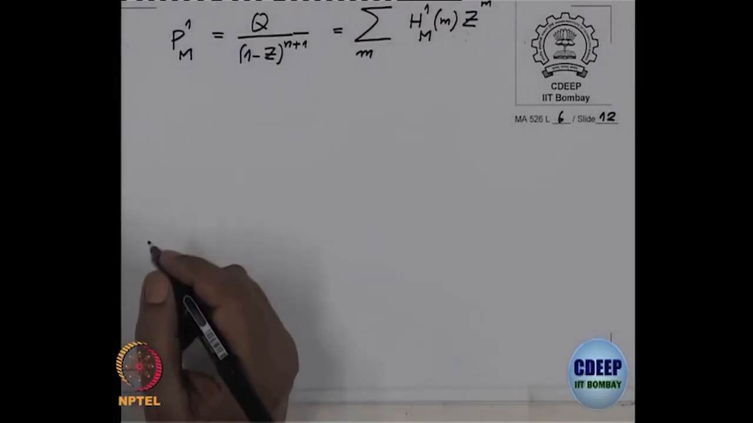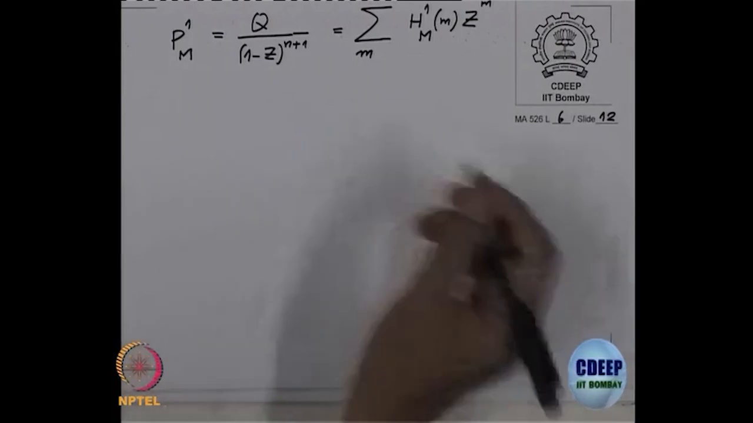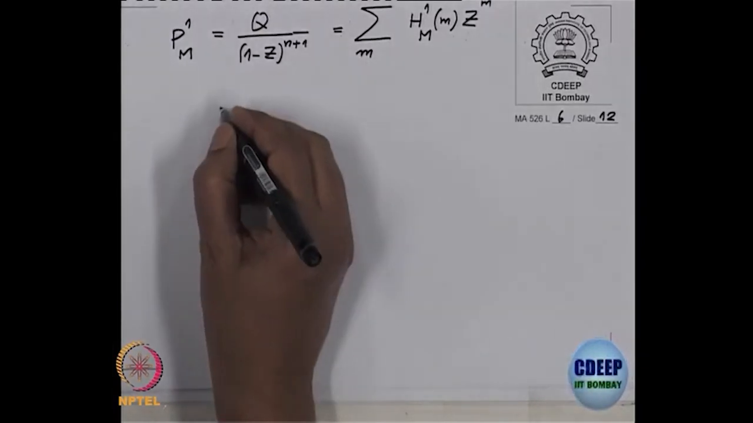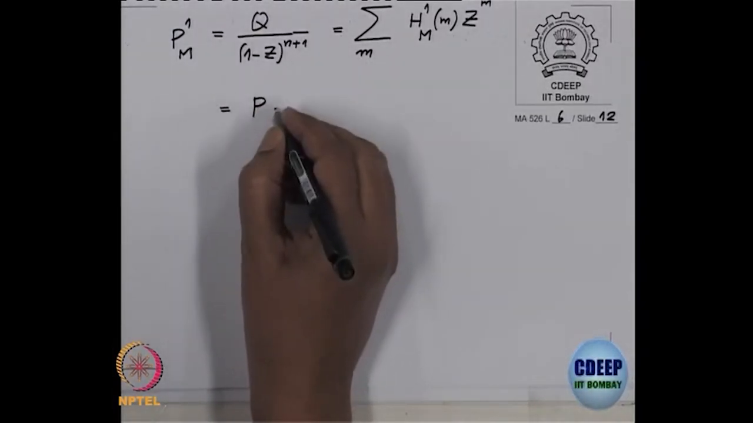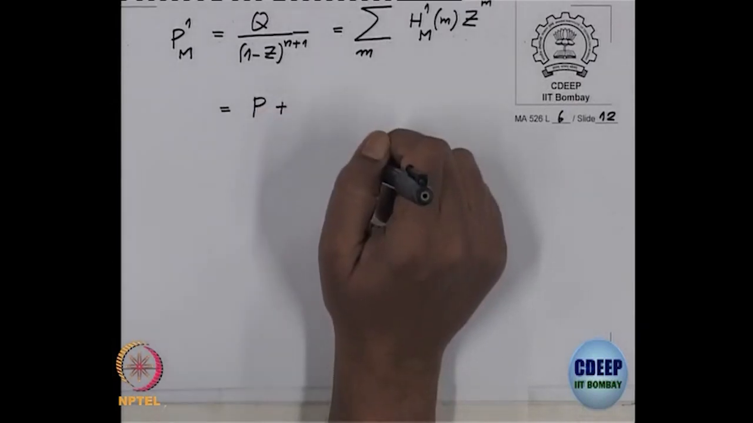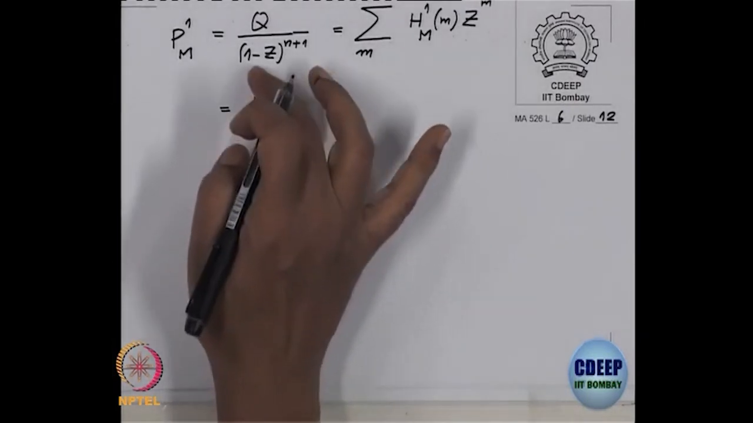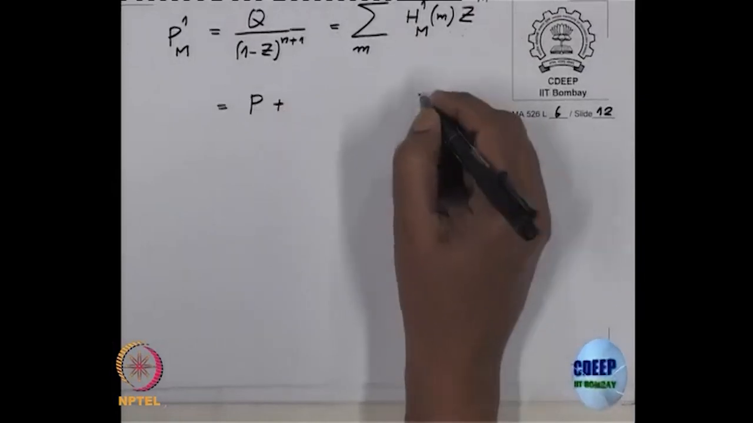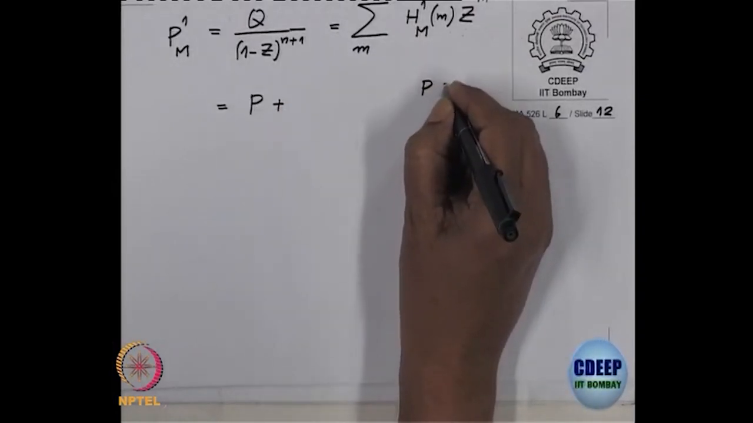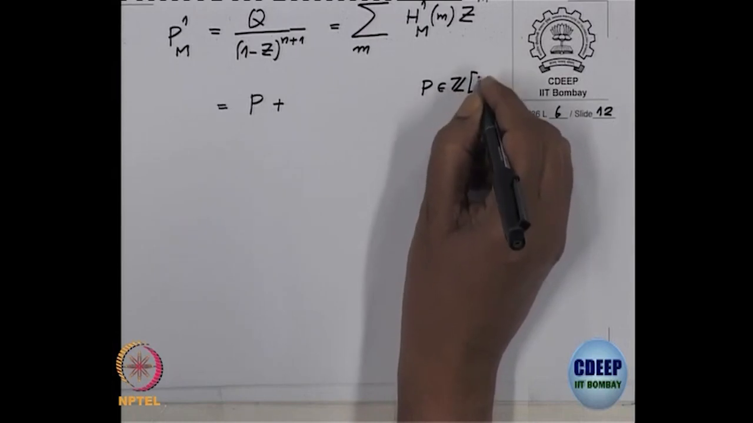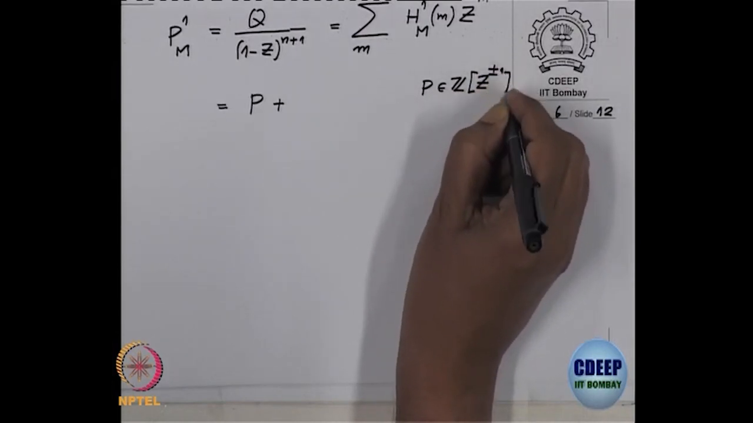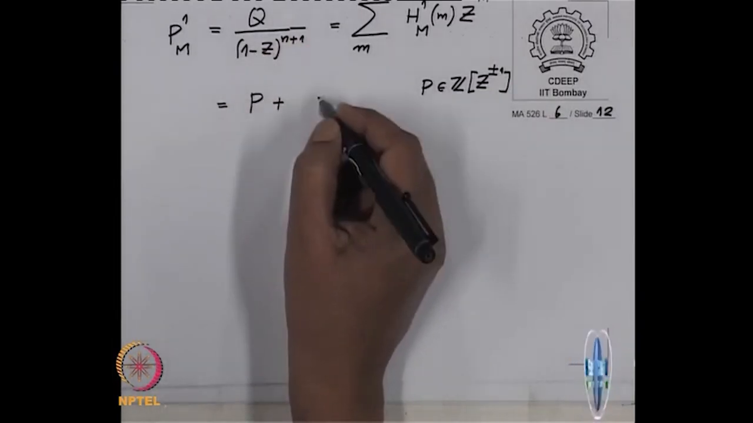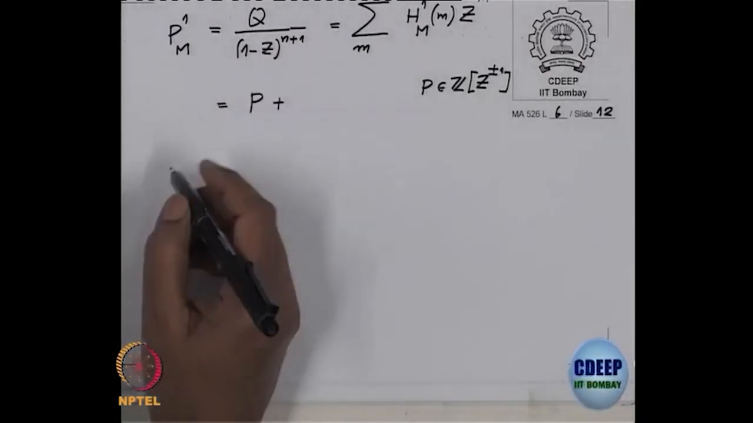Alright, now the first step is I am going to divide Q by this, and then write it as some polynomial P plus the remainder divided by the denominator. So this P is the unique Laurent polynomial which I got after dividing by this. And then some more terms will come.